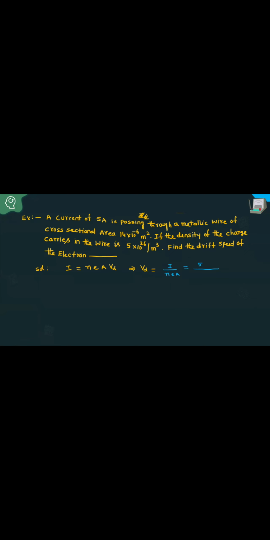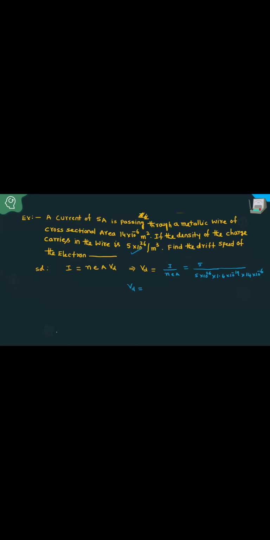The density of the charge is taken as the number of electrons, 5 into 10 to the power of 26. Electron charge, 1.6 into 10 to the power of minus 19 coulombs. What is the area? 14 into 10 to the power of minus 6. Here the density of charge carriers is nothing but the number of electrons per unit volume, that is per meter cube. Then you have to simplify this. What drift velocity can we get?